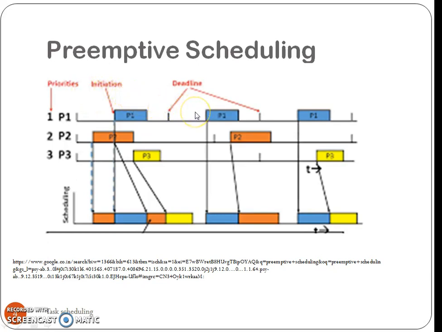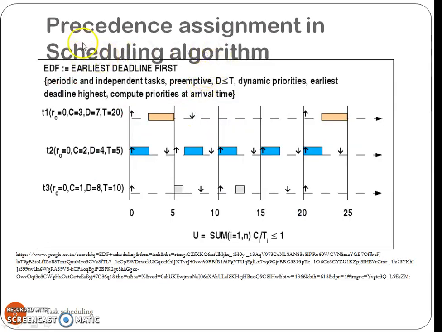Then next algorithm is precedence assignment in scheduling algorithm, nothing but earliest deadline first. So it will calculate the time, and based on that priorities will be assigned, and then earliest deadline will be taken as a priority task. It computes priorities at arrival time. So formula is there for calculation of your CPU time.